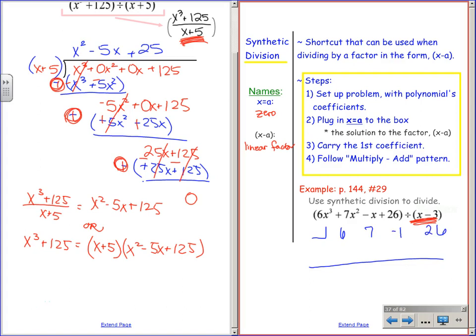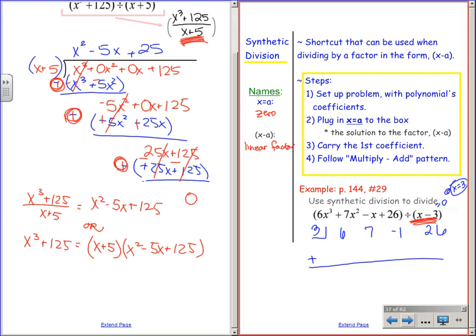We're going to put the 0 of the factor in the box. So what's the 0 of this guy? X equals 3. So I'm going to put 3 in the box. Because I found the 0, I'm going to do addition. I'm not doing x minus 3, x equals positive 3. So I've already flipped the sign. I'm going to use addition for all of synthetic.